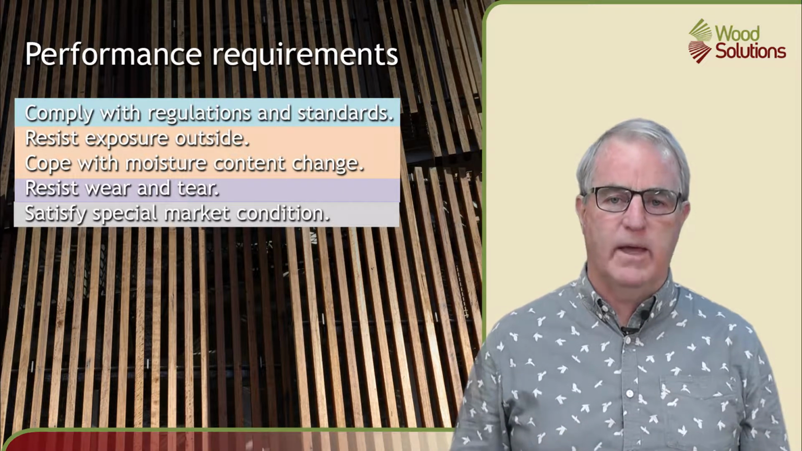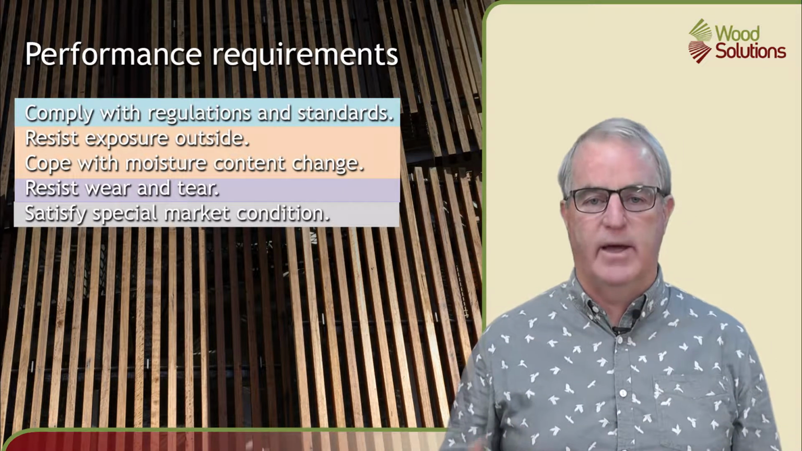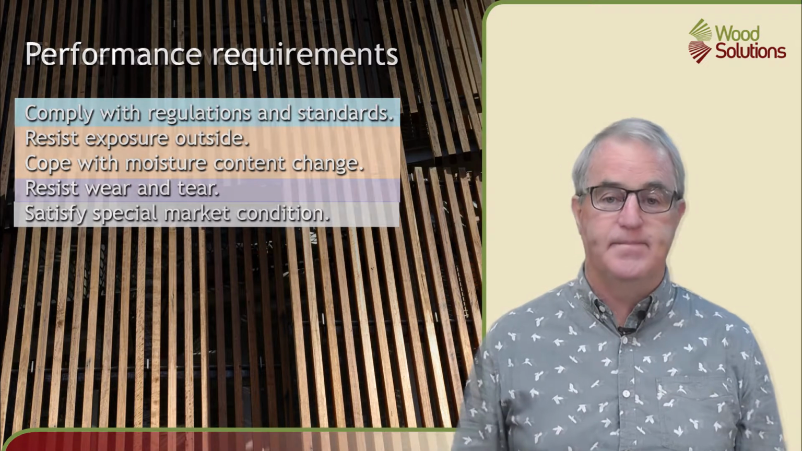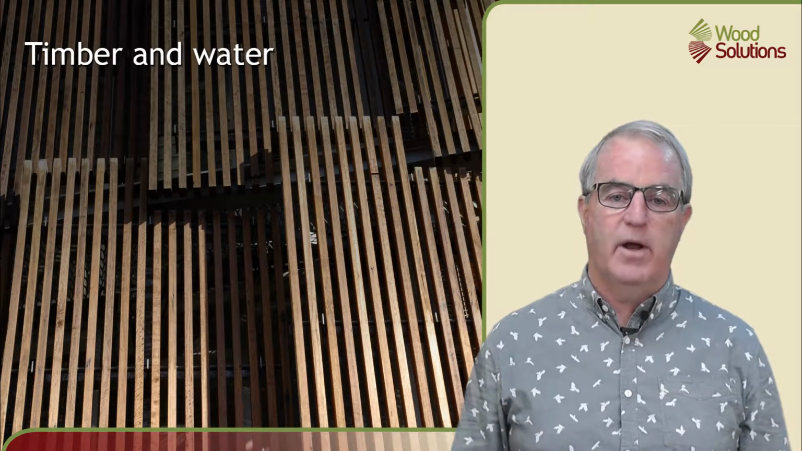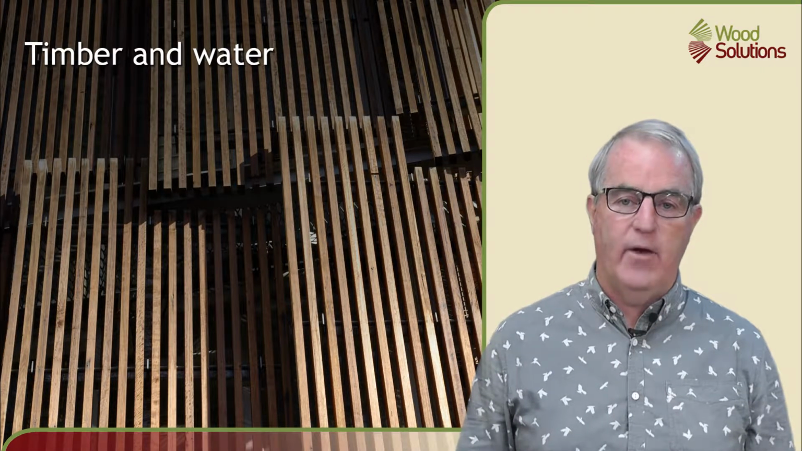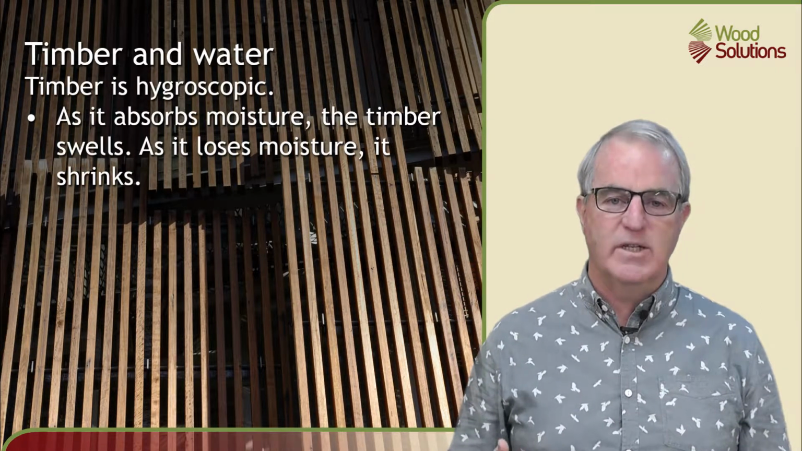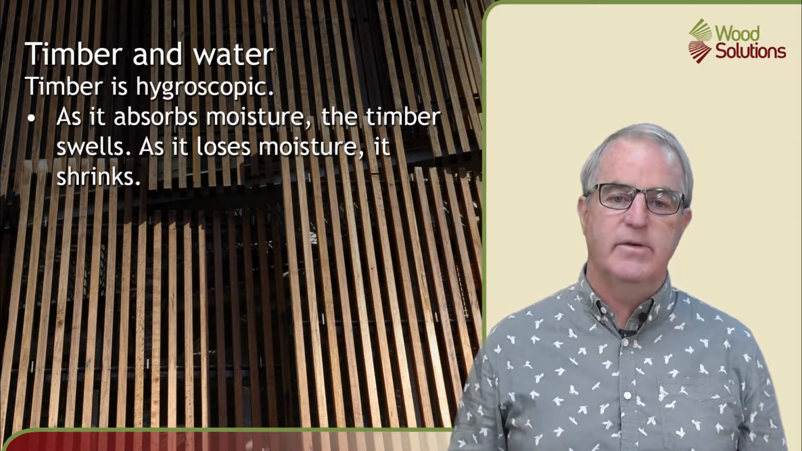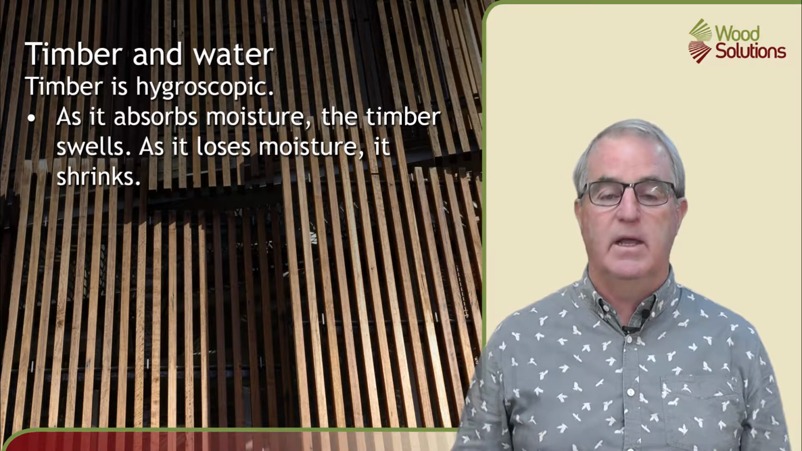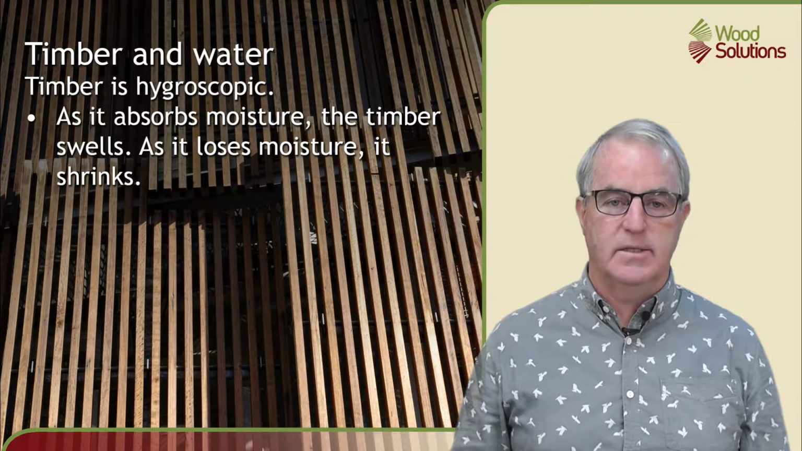However, due to the problems that they cause, requirements for resistance to exposure outside and coping with moisture content change are discussed further below. The common factor in a timber product's resistance to exposure outside and its ability to cope with moisture content change is the presence of water, either as rain, as moisture in the ground or in a wet area, or in the air in parts of a building. Timber is a hygroscopic material. This means in service it will take up or lose moisture to be in equilibrium with the surrounding environment, and its dimensions will change as it does so.